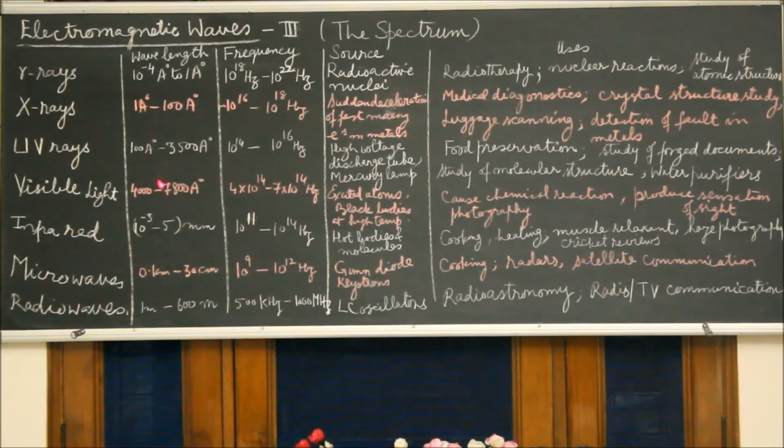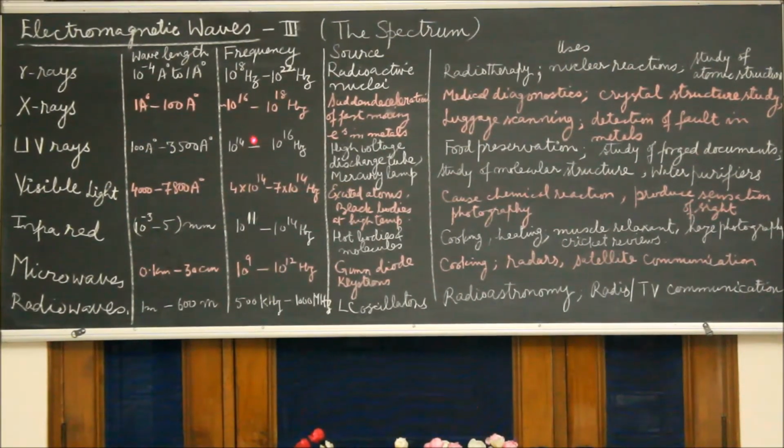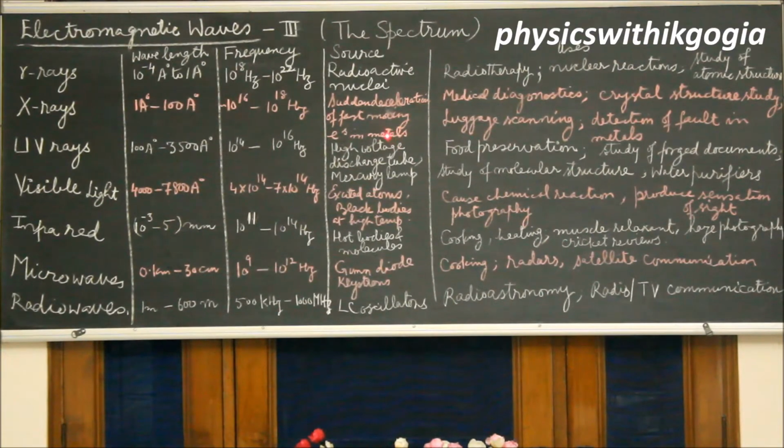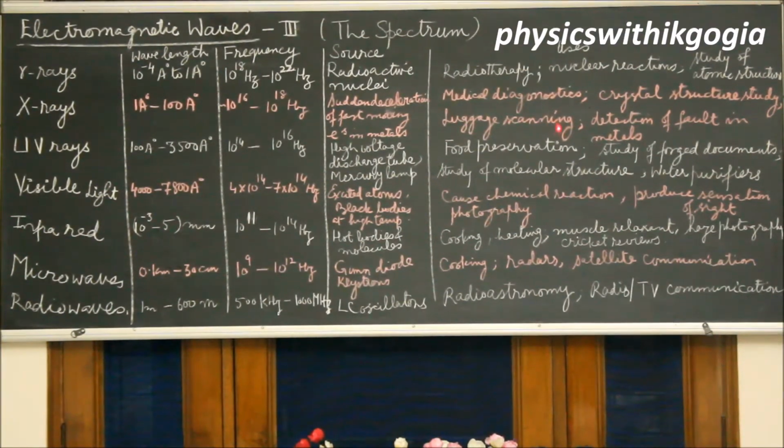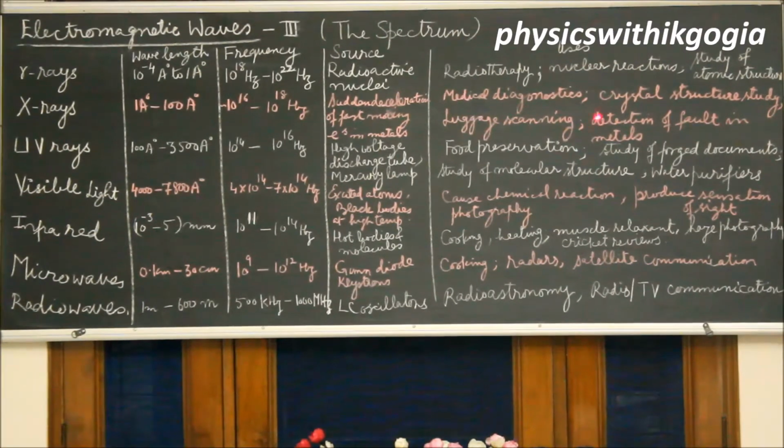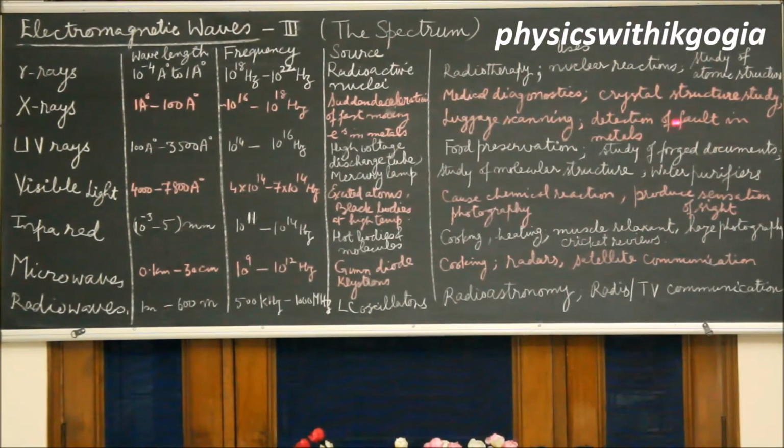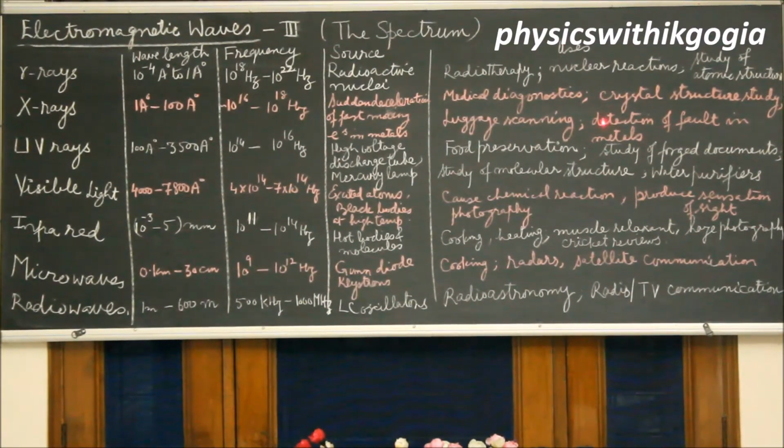X-rays, with wavelength ranging from 1 angstrom to 100 angstrom, are produced when fast moving electrons are suddenly stopped in high atomic number metal targets like tungsten. They are used in medical diagnostics, study of crystal structure, luggage scanning in airports, and detection of faults in metals. That is, maybe we are using a finished metal product, there may be a crack or an air trap which can be detected with the help of X-rays.